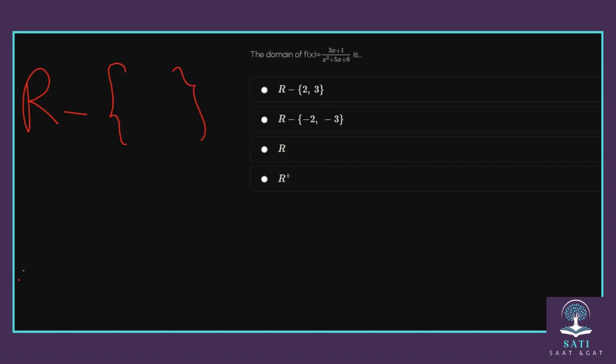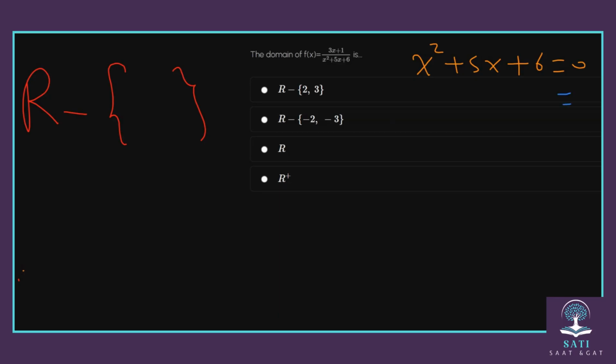Okay, what are the numbers that will make the denominator 0? I'm going to put the denominator equal to 0. What's my goal when I put it equal to 0? My goal is to find the values of x that will make the denominator 0. In this case, I exclude them from the domain.